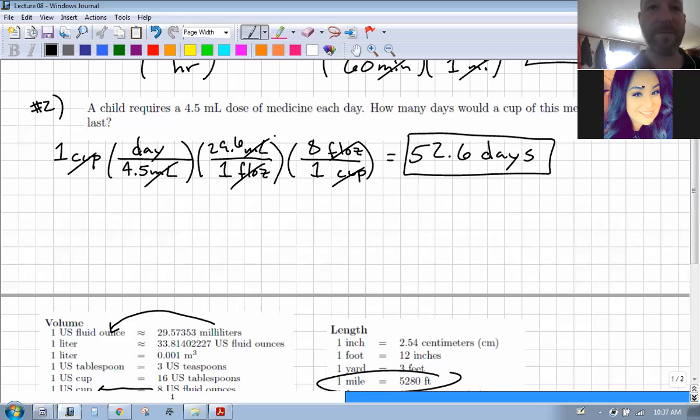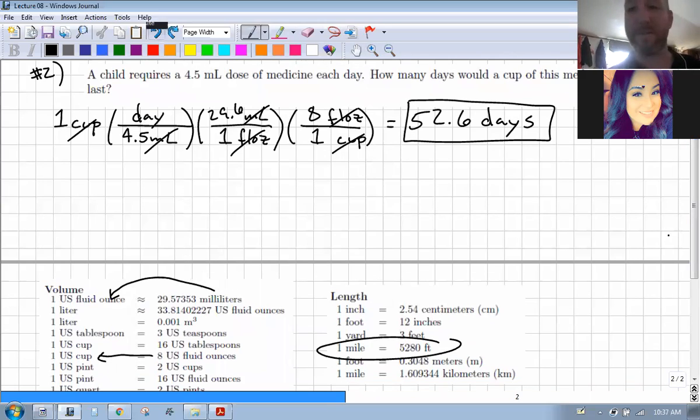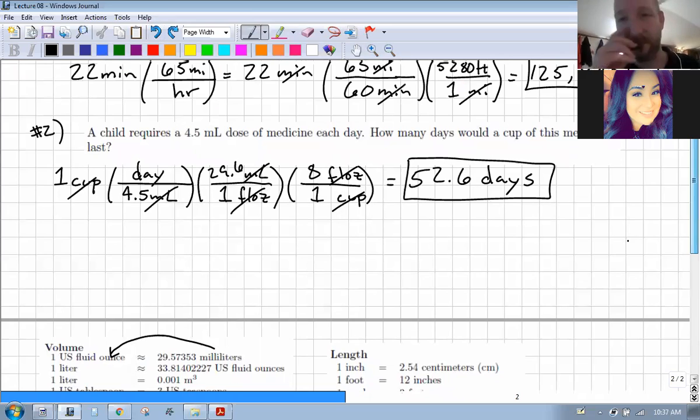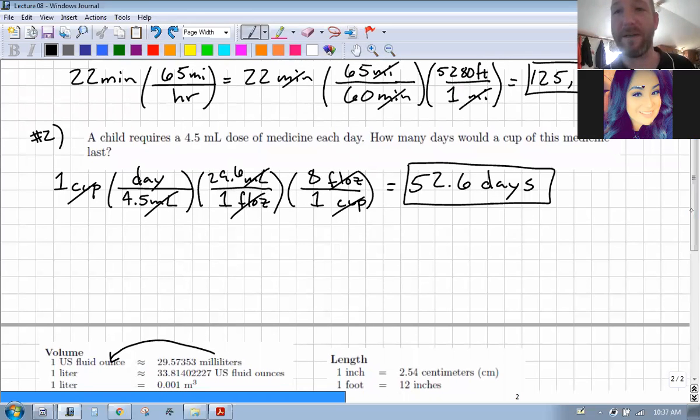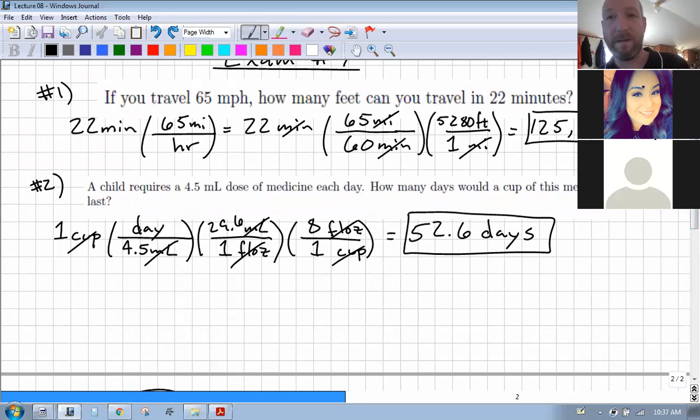Some of y'all used a different conversion. I forget what y'all used. Instead of this, you used something. It was close enough though. You got like 55 or something. You just didn't use the conversion in this chart. You used a different approximation, which was fine. Your answer was fairly close. Any questions about these two? No, sir. Okay.